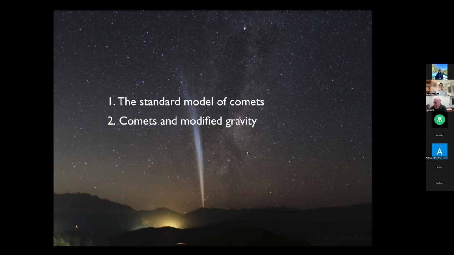Okay, thank you. I'd like to talk about two subjects today. One is what I'll call the standard model for the formation and orbits of the solar system comet cloud, and the second is applications of the standard model to try to understand one or at least most of modern gravity.